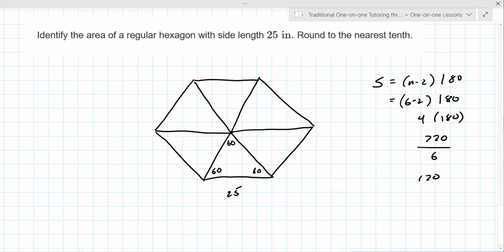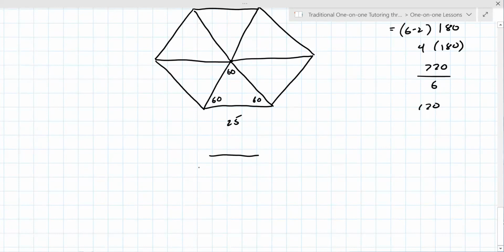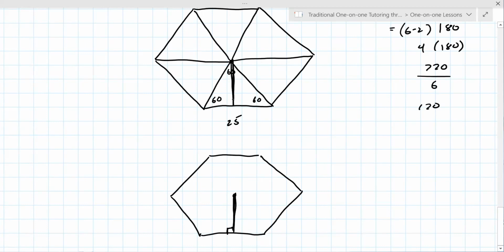Now, let me just draw the hexagon again. The apothem is the distance from the center to here. See how it meets at a 90-degree angle? So it would be like that right there. That's not given. That is what you have to find. Oh, okay. And it requires you to use some right angle trigonometry.